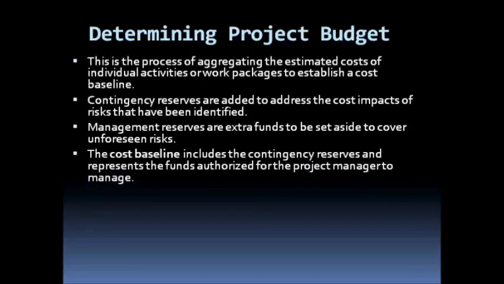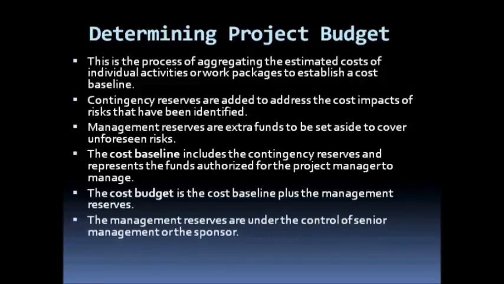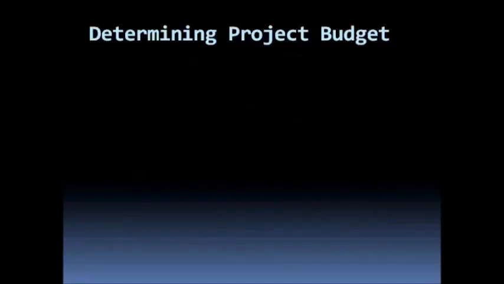So the cost baseline of our project will include the contingency reserves, and this will represent the funds that have been authorized for the project manager to manage. And to the project manager, this is the budget that has been approved for the project. Now the cost budget is the cost baseline plus the management reserve, and this management reserve is under the control of senior management or the sponsor, which means it's not the money approved for the project manager to use. The amount approved for the project manager to use on the project is the cost baseline.